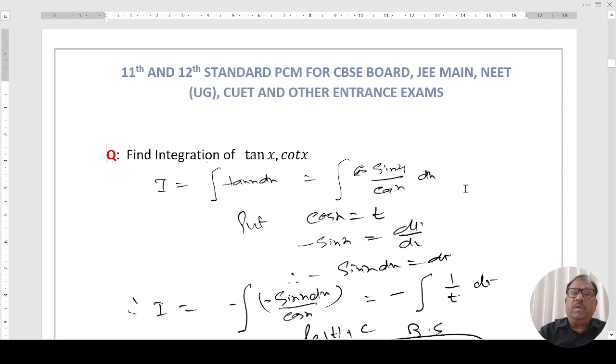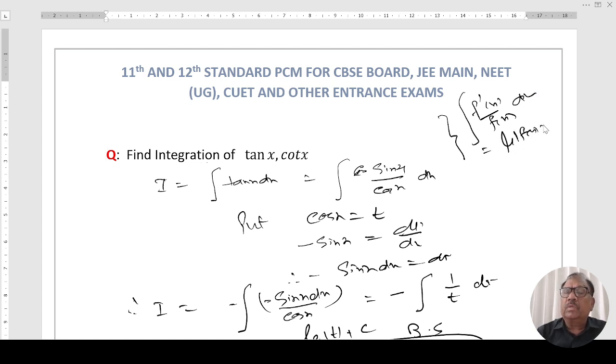Now, I have discussed all the steps taken in this question. We can use directly f dash x upon fx dx, the answer is log of fx plus c. Put fx equal to t, f dash x dx equal to dt, so 1 over t dt gives log of fx plus c. This formula is applicable. In substitution, we can use this formula directly in complex questions.